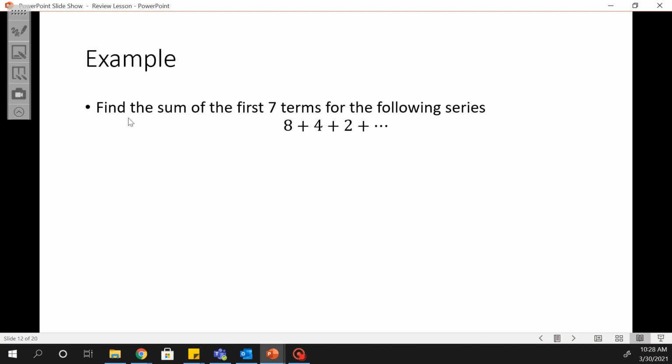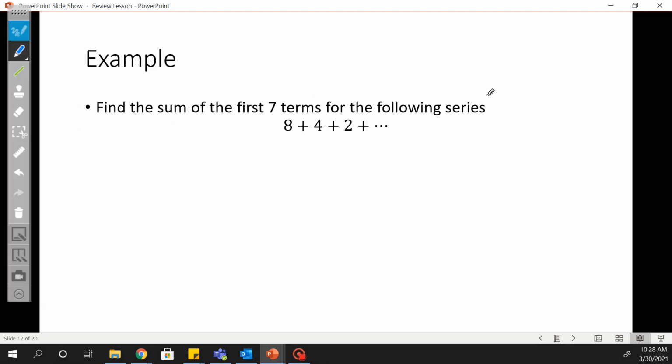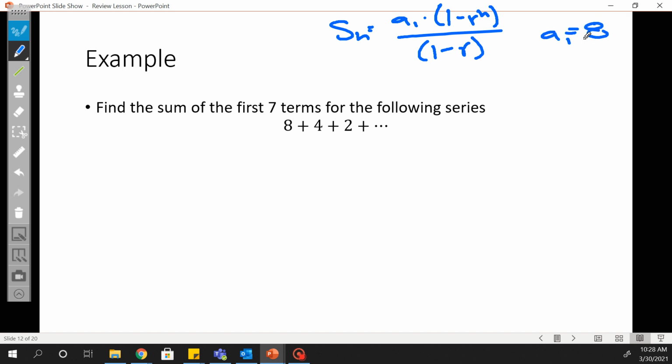An example of this would be find the sum of the first 7 terms for the following series. This is geometric, it's got a common ratio. Our formula, a1 times 1 minus r to the n over 1 minus r, requires the first term, which is 8, and the common ratio, which is 4 over 8, which is 1/2. So I just need to substitute those into the formula.